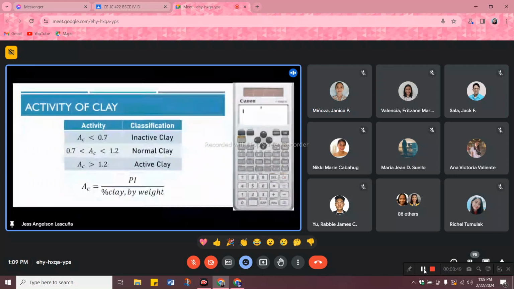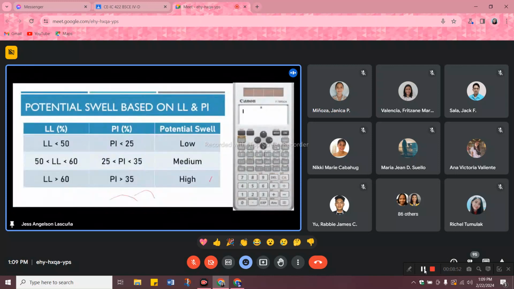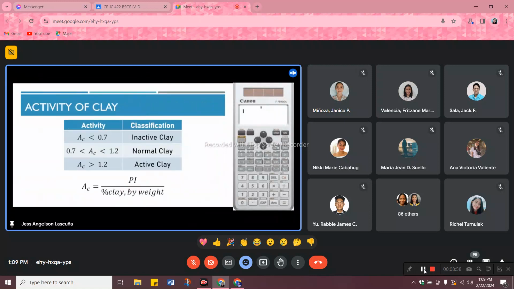And then another one is activity of clay. So activity of clay is same sila sa idea sa potential swelling. So sa activity of clay, ang atong gigamit diri is ang formula nga PI over the percentage of clay by weight sa imong soil material. Di ba mag-sieve analysis man ka? Then after pwede ma-classify ang soil in terms of pila ka percentage ang gravel, sand, silt, and clay. Then ang imong ibutang sa percentage is the percentage of clay materials present during sa imong pag-test.